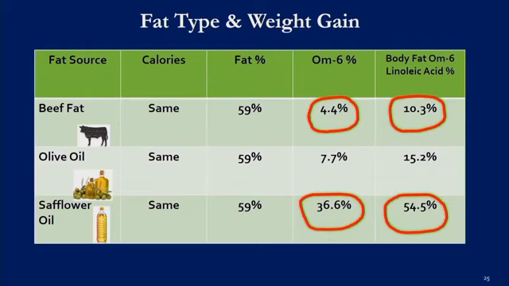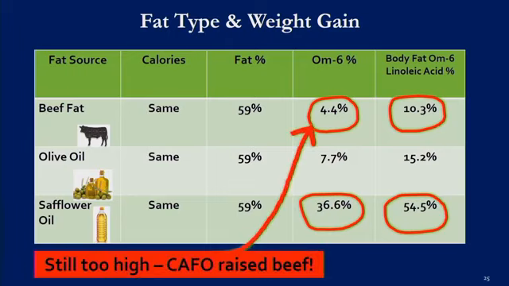Look what it does to their body fat on the far right. 10.3% in the beef fat group, 54.5% in the high PUFA safflower oil group in 3 weeks. Now, I want to point this out. Even the beef fat group, the omega-6 is too high. This should probably be more like 2.5%, which leads me to believe this is CAFO-raised beef, not grass-fed beef.